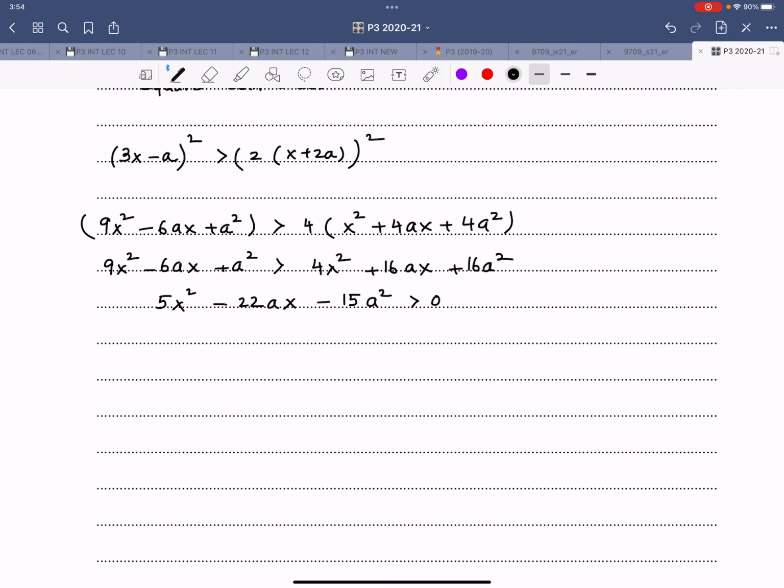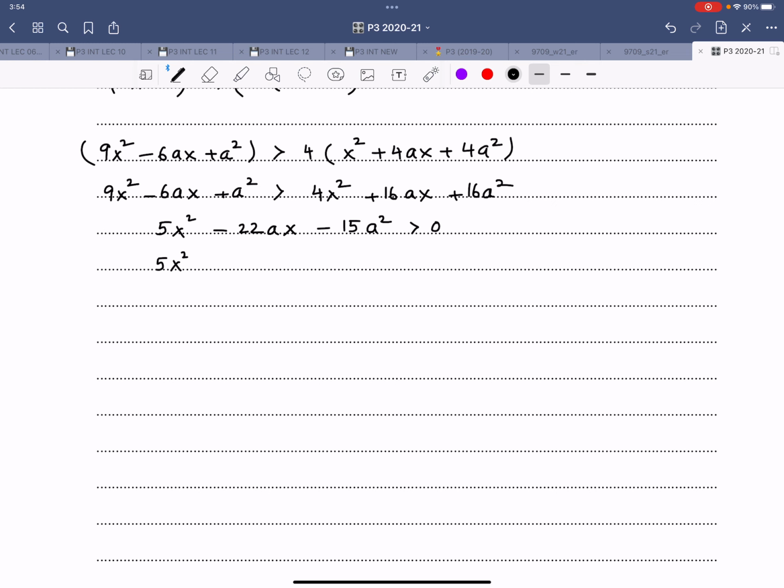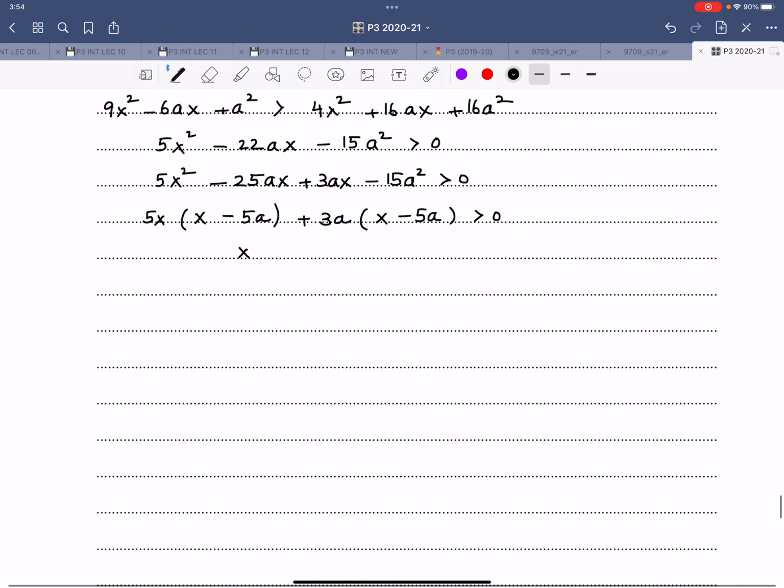Now 5 into 15 is 75. 25 into 3. So 5x squared, and this is minus 25ax plus 3ax minus 15a squared is greater than 0. Take 5x common out. This is x minus 5a. Double check. That's correct. And this is 3a common, and this is x minus 5a. This is greater than 0. x minus 5a, 5x plus 3a is greater than 0.